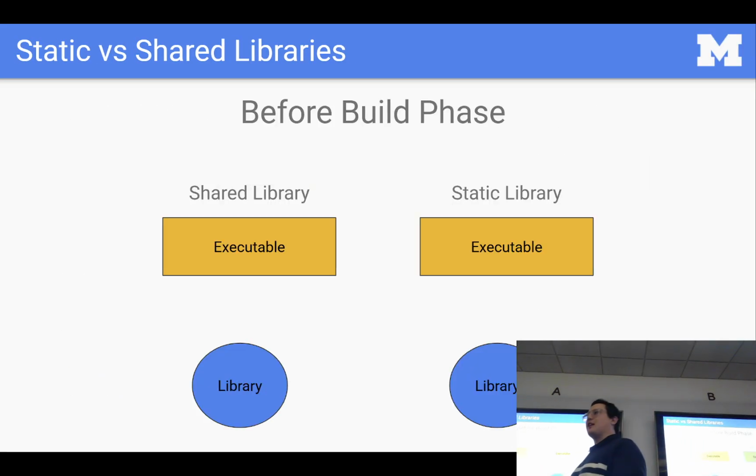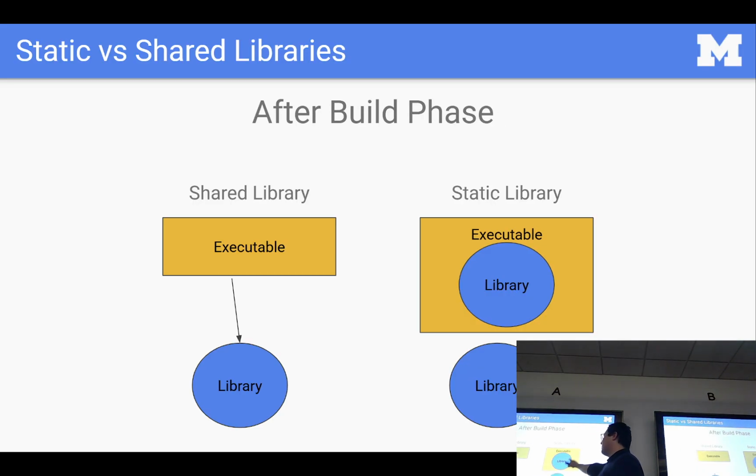So just a very quick visual demonstration of shared versus static, if some of you don't quite understand it yet. Before the build phase, obviously you have your target executable that you're trying to link your library to, and your library somewhere out there. After the build phase, the executable comes with the library. In reality, this should be a bit smaller because you're not linking the entire library when you're doing static linking. You are just linking the parts of it that you need.